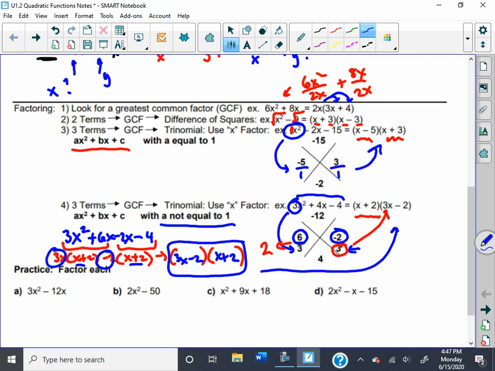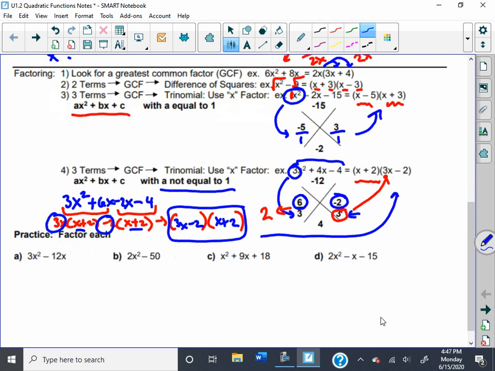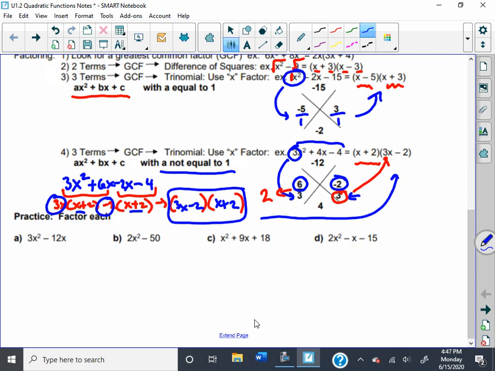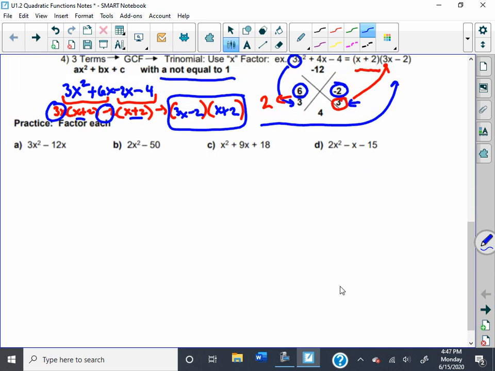It doesn't matter which method you use, but if you're more familiar and more comfortable using grouping, then use grouping. And if you've seen this X and bottoms up method, then use that. When I factor, I will use the bottoms up method just because I think it's a little bit easier and it's faster, less writing, since you're already doing the X. And most of the work is already in that X method. All right, so let's go ahead and practice factoring each of these.